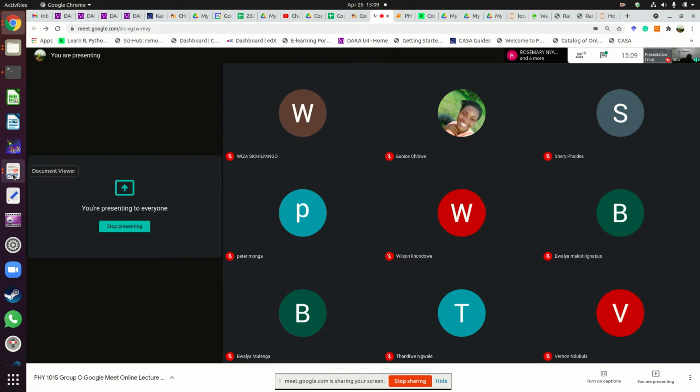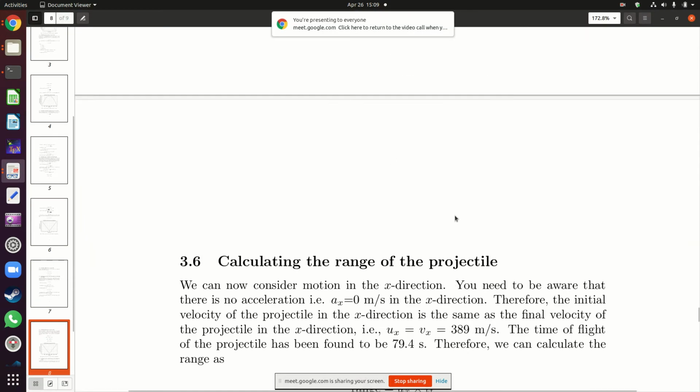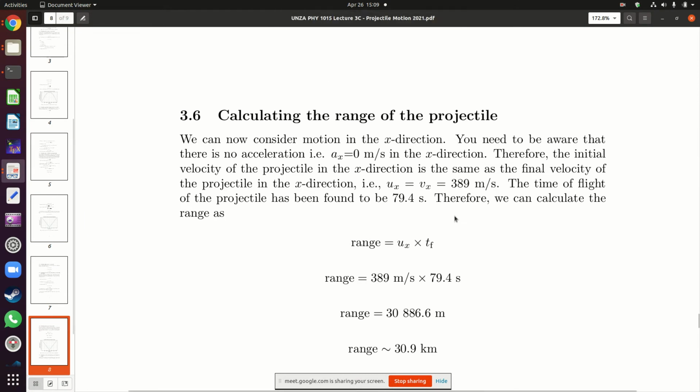Okay, I'm not receiving any confirmation. I'll move forward. The range. For you to work out how far a projectile is going to travel horizontally, that's what the range is. For you to get the range, you need to multiply the velocity of the projectile along the x direction by the flight time. Along the x direction, you have to remember that there is no acceleration, so the initial velocity ux and the final velocity vx are the same because there is no acceleration.